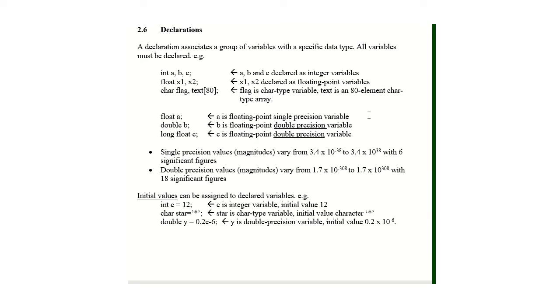Here, A is a floating point single precision variable, B is a floating point double precision variable, C is a long float. Long float is also equal to double. It's also a floating point double precision variable. The difference between single precision and double precision is that for single precision values, the magnitudes vary from 10 to the power minus 38 to 10 to the power 38 with 6 significant figures, whereas for double precision values, the magnitudes vary from 10 to the power minus 308 to 10 to the power 308 with 18 significant figures. In normal cases, we just use single precision because double precision will use a lot of memory.